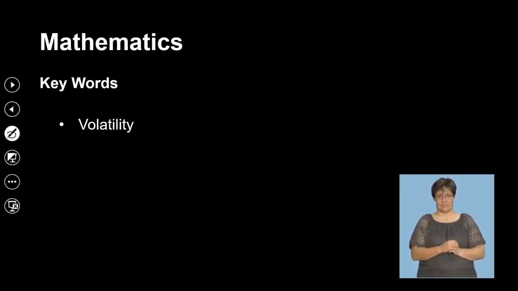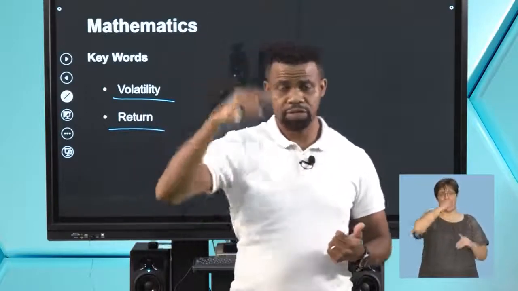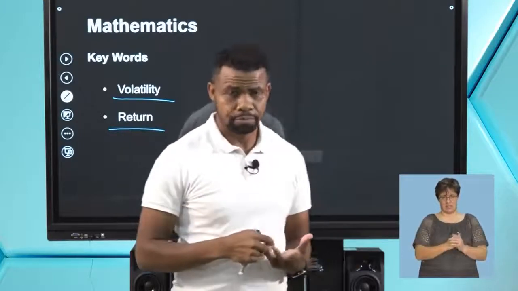Now, let's look at some of the keywords, which are volatility and return. So with volatility, low volatility means a lower deviation from the average. You know, the movement is not that rapid, but where volatility is high, the movement is rapid. Okay, I'm not sure if you've seen the stock market. If you look at those graphs, the more movement, the higher the volatility, and the less noise, the lower the volatility.